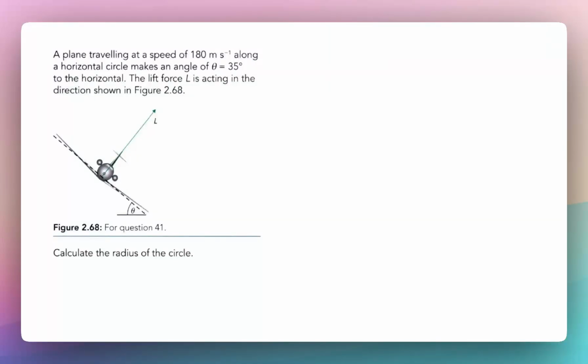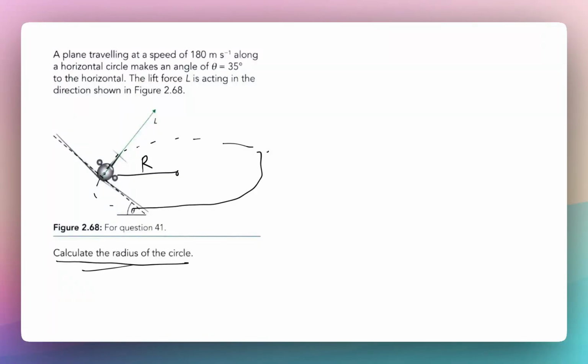A plane traveling at a speed of 180 meters per second along a horizontal circle makes an angle of 35 degrees, or theta, as shown in the figure. The lift force L is acting in the direction shown in the figure. So basically the plane is moving in a circle like that with some radius r, and we have to calculate that radius.